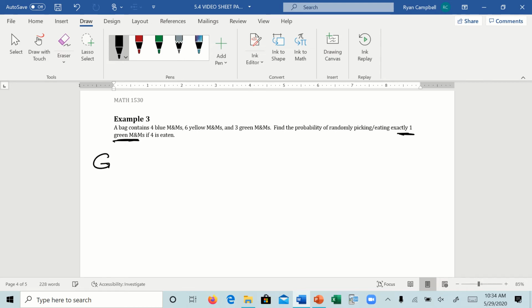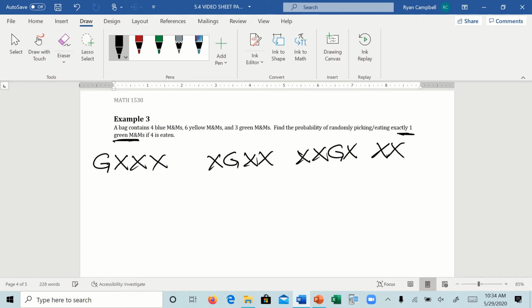So the green M&M could be first, and then it would either be blue or yellow for the next ones. So it doesn't matter which one they are. We can just put X's. It's not green. This is the important thing. Green can be second. Green can be third. Green can be last.